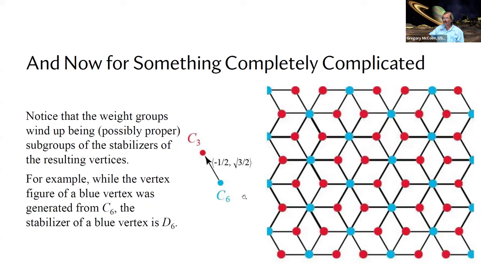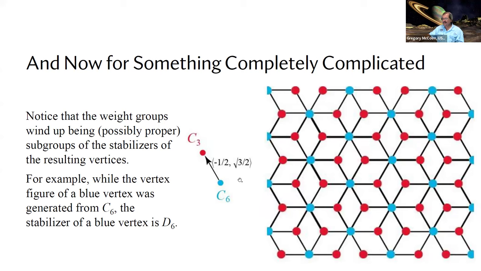So you'll notice, this is one thing I should point out, that when I unpack it, I'm going to wind up with the stabilizer of the blue vertex being D6, while the stabilizer of the red vertex is going to be D3. So by magic, I am going to get stabilizers that are larger than the initial groups assigned here. And incidentally, Potashnik and Toledo decided to call these weight groups. So I'll call these weight groups.